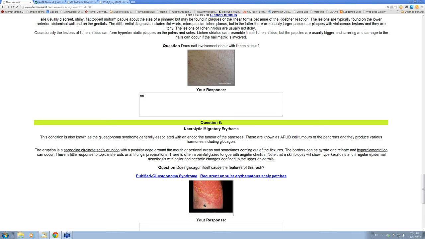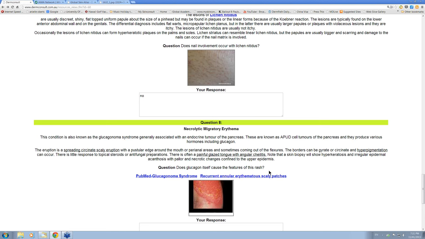And the other thing is, if you biopsy this necrolytic migratory erythema, it's a very characteristic histopathology, where you've got pallor and necrotic changes in the keratinocytes in the upper third of the epidermis. They've also got hyperkeratosis and irregular epidermal acanthosis.